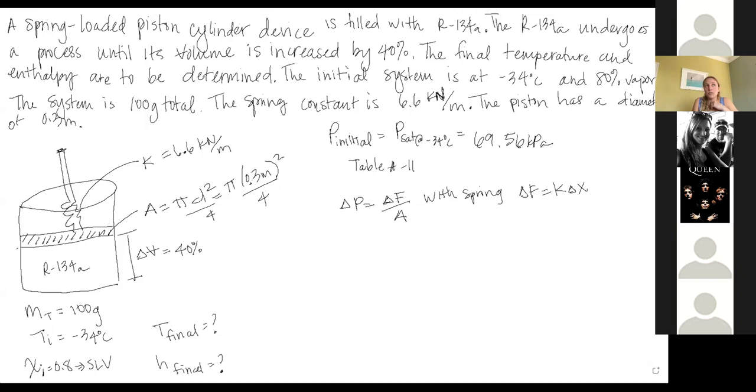Stress and strain are specific to certain types of problems, but that's fine. So just remember that change in pressure can also be a stress depending on how it's being applied. And it's the change in force over the change in area. So here's our spring constant, which we were given. And then this delta X is the distance the piston moves.